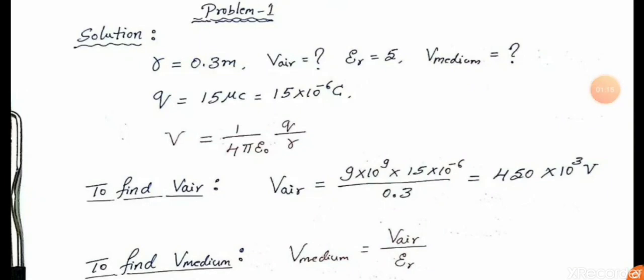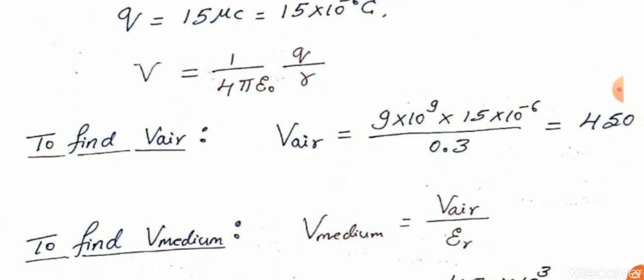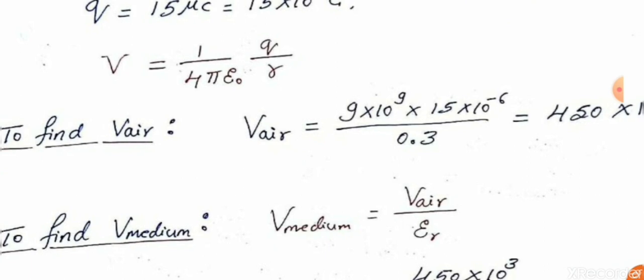Let's see the solution. They have given the distance r equal to 0.3 meter. We have to find V air, and the dielectric constant epsilon r is given as 5, and V medium also we have to find. The Q value they have given is 15 into 10 power minus 6 coulomb. And we have the formula V is equal to 1 by 4 pi epsilon Q by r. Use the same formula for the two different mediums.